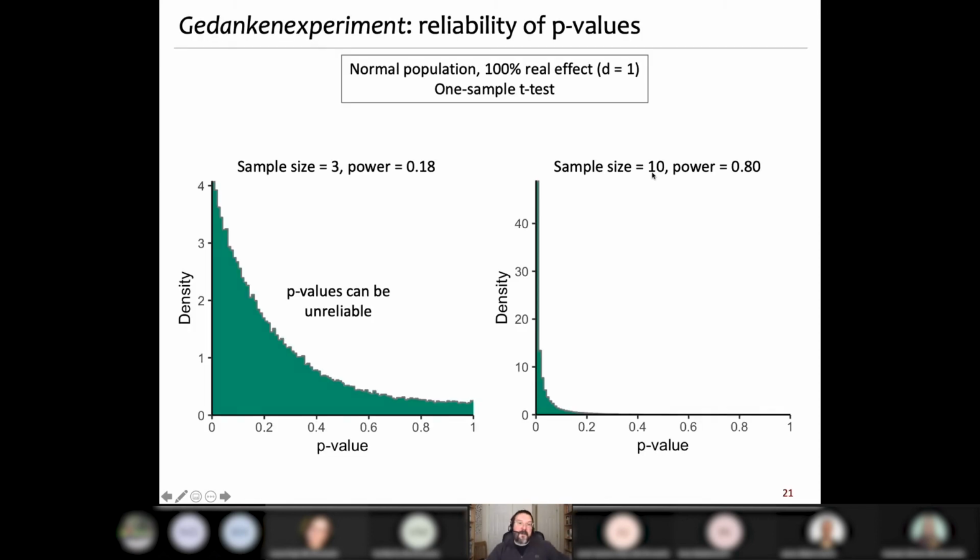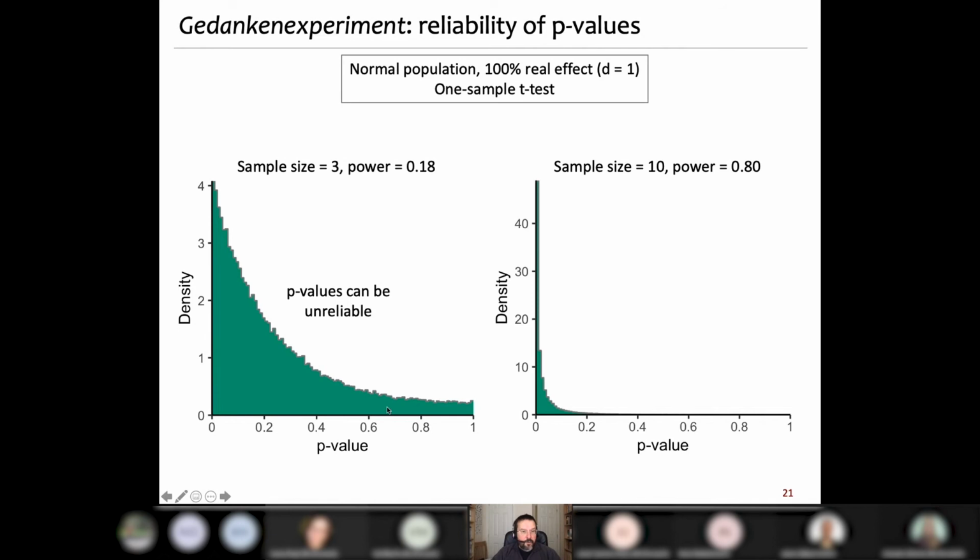The next problem with p-values. Let's do another Gedankenexperiment. We have just one normal population. There is 100% real effect, and the effect size is 1. This is Cohen's d. Then we do a one-sample t-test against our null hypothesis. If you have a sample of size 3, this is the distribution of p-values we are going to get.